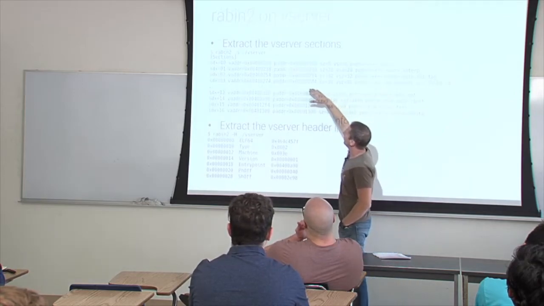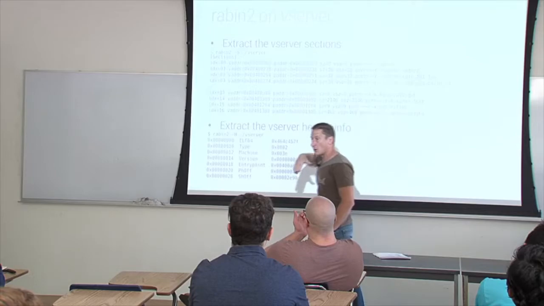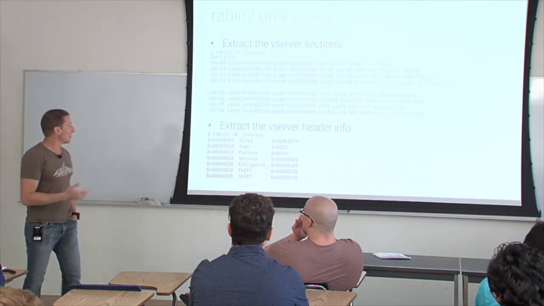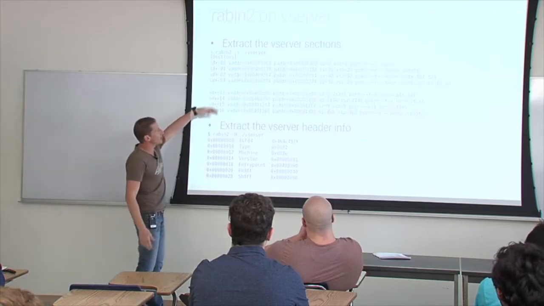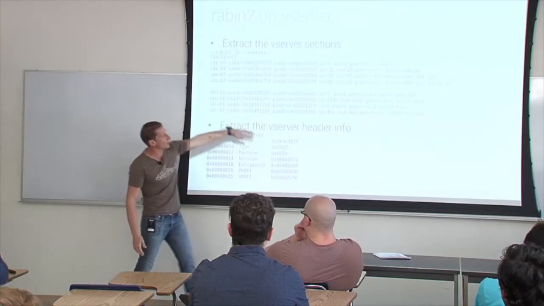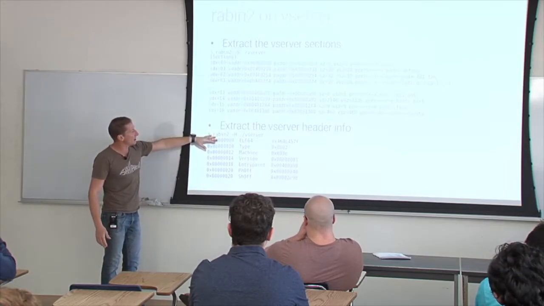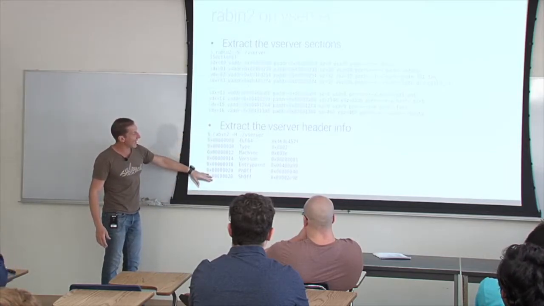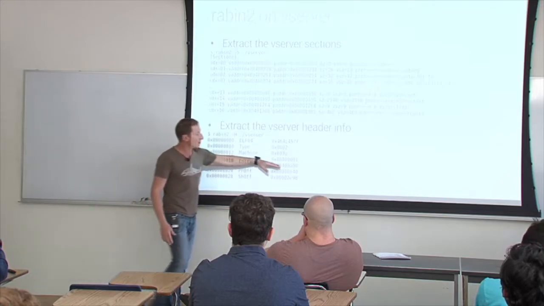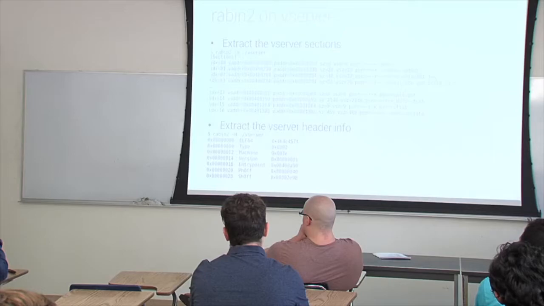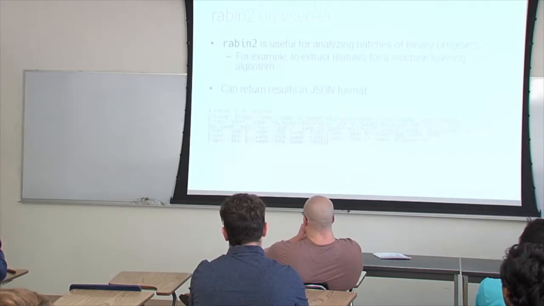For example, if we compile our vserver and we run rabin on the server, you can see this will tell you the various sections. Remember, in ELF files they have sections and segments. This could be useful to understand, for example, what are the permissions of the various segments, or you can extract just the header if you're interested in knowing what is the entry point or where you are in the file.